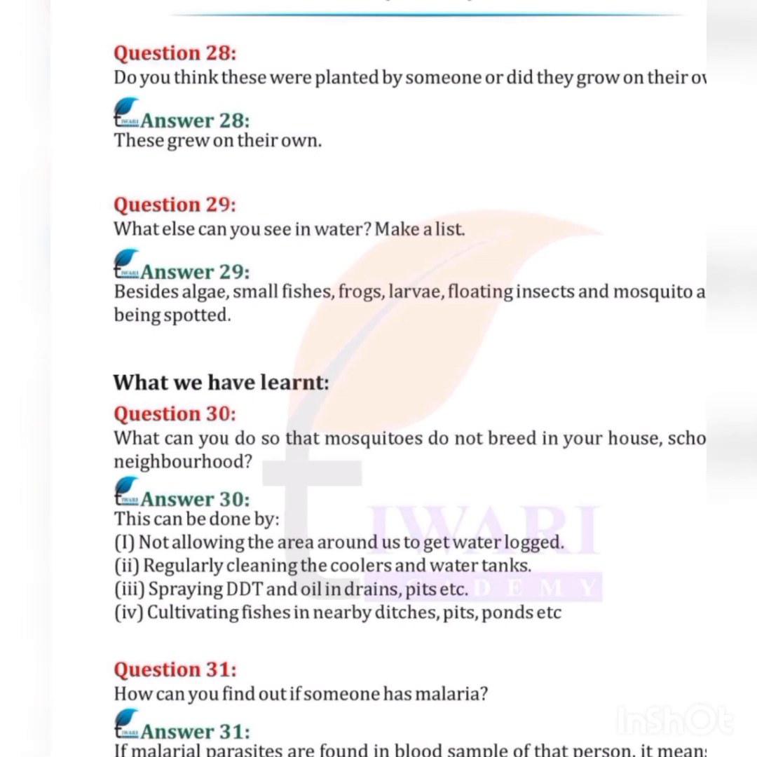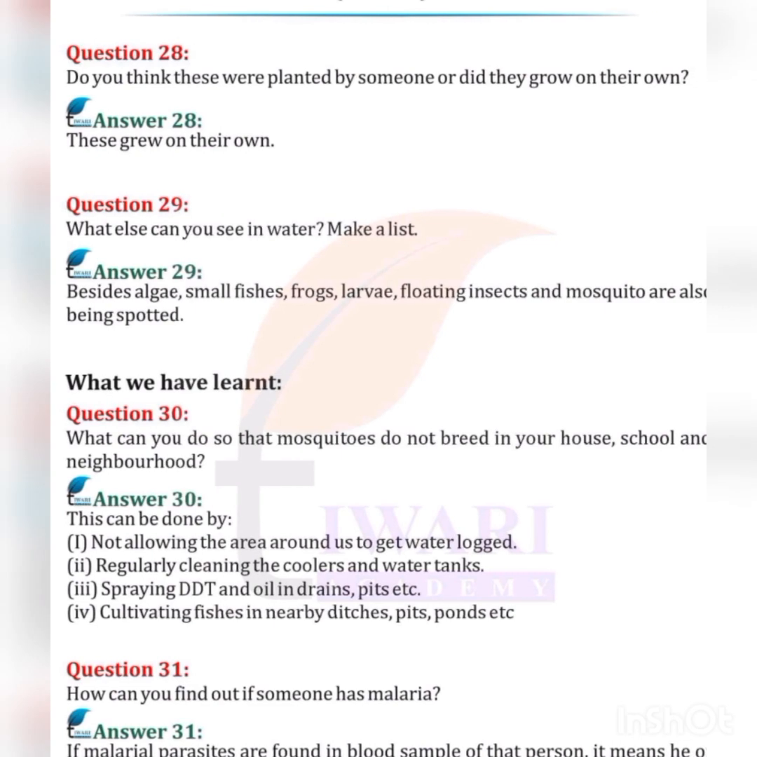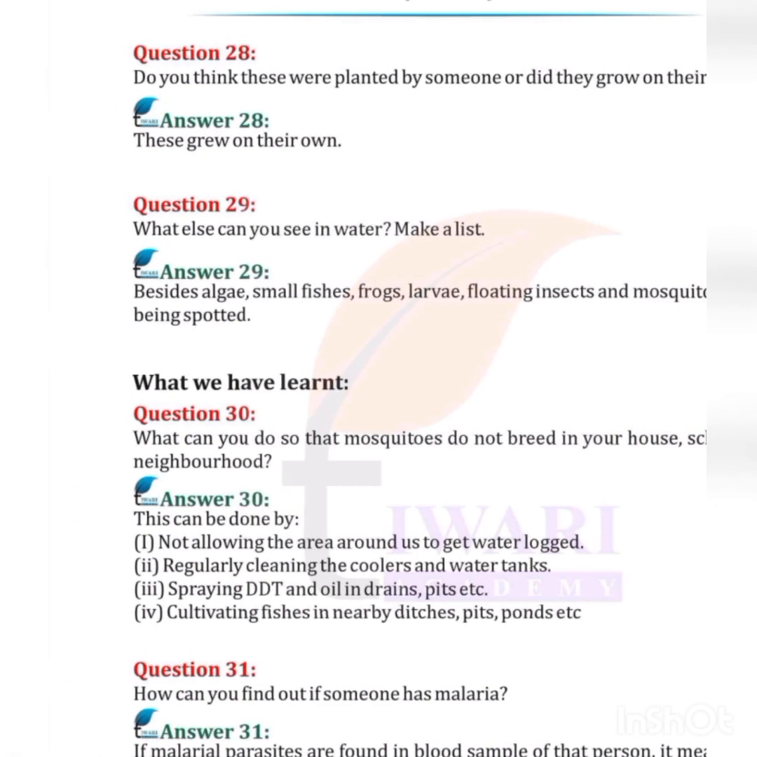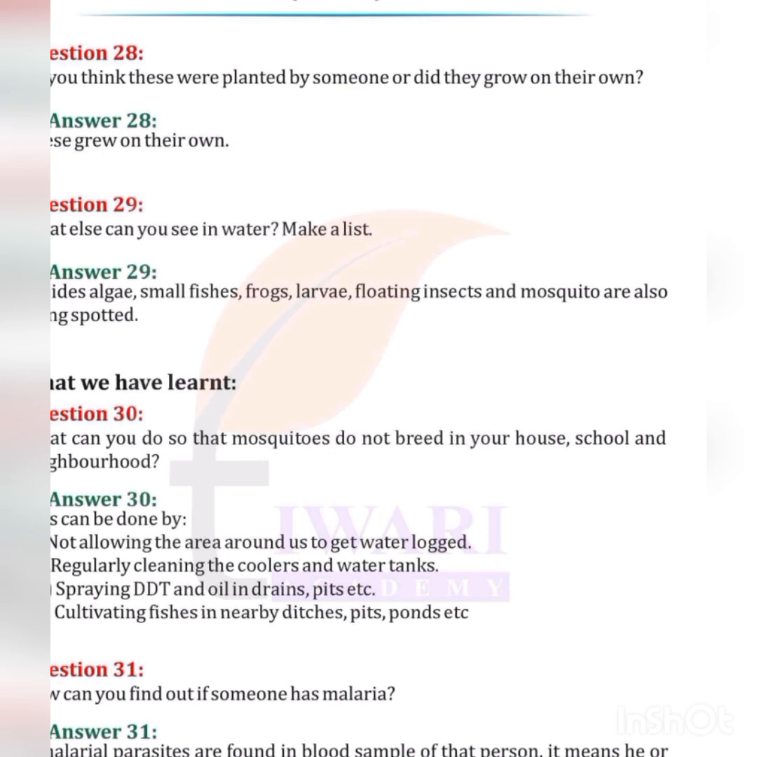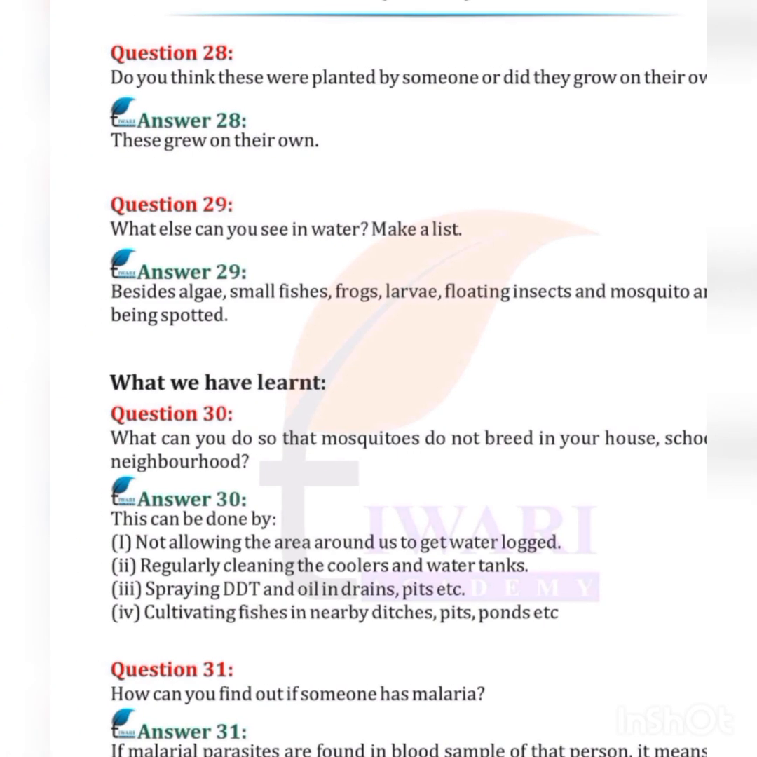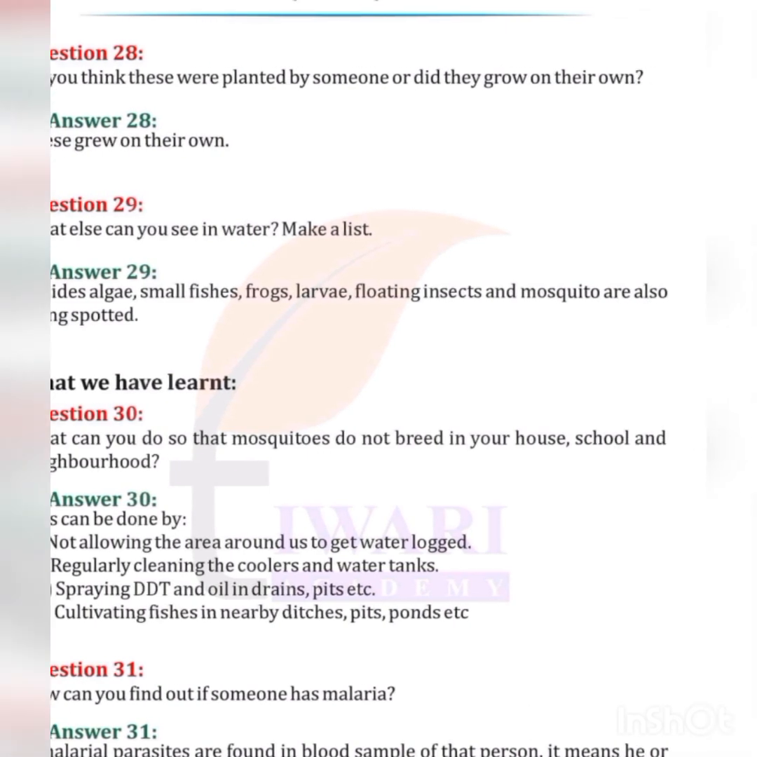What can you do so that mosquitoes do not breed in your house, school, and neighborhood? This can be done by not allowing the area around us to get waterlogged, regularly cleaning the coolers and water tanks, spraying DDT and oil in drains, pits, etc., and cultivating fish in nearby ditches, pits, ponds, etc. How can you find out if someone has malaria? If malaria parasites are found in the blood sample of that person, it means he or she has malaria. Otherwise, not. Got it completely, all of you?